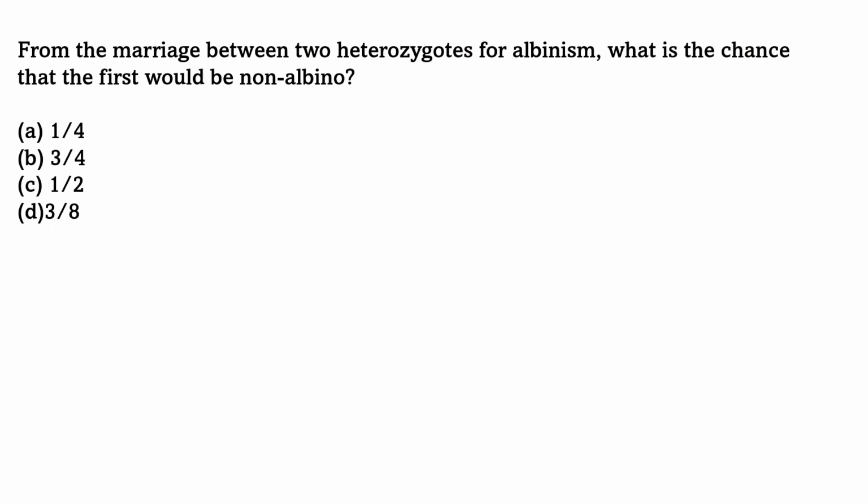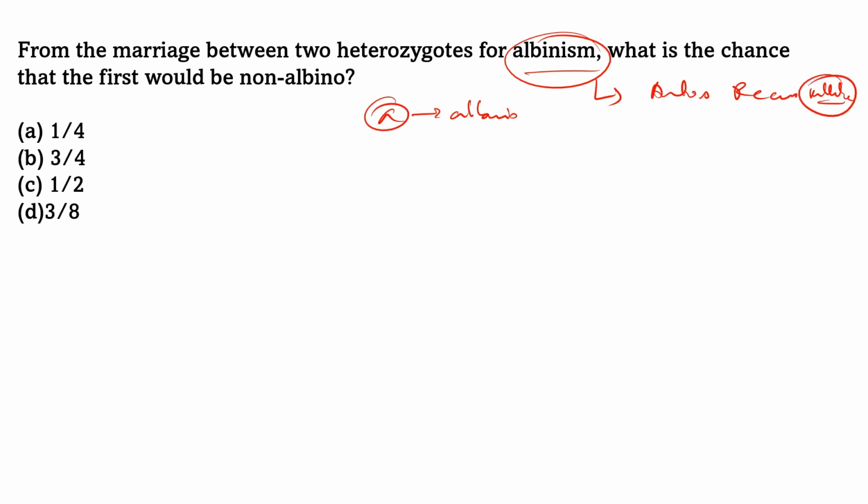Next one. From the marriage between two heterozygotes for albinism, what is the chance that the first child would be non-albino? For that, we'll just do the cross. We'll take small a as albino. Albinism is caused by a recessive allele. Albinism is usually caused by an autosomal recessive allele, so we have to know this is not sex linked, it is autosomal recessive.